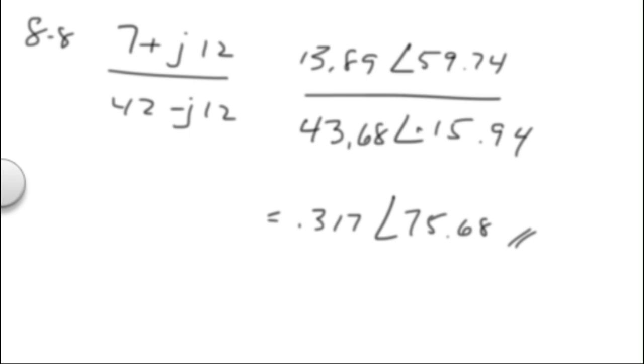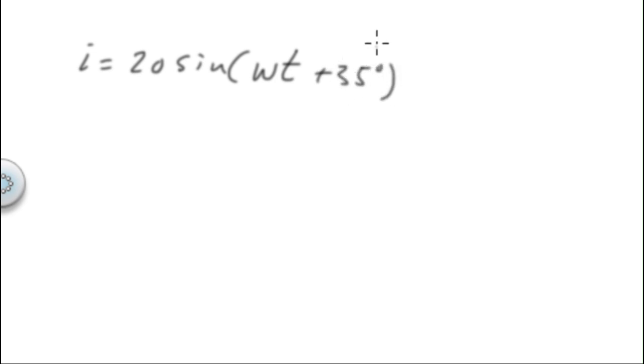So number 9. A sine wave has the following equation. I equals 20 sine theta plus 35 degrees. Find the phasor current. Okay, so here we start. I is equal to 20 sine, and I'm going to write it as omega t because that is what theta is, plus 35 degrees. Okay, so our phase angle is right there, and our peak is right there.